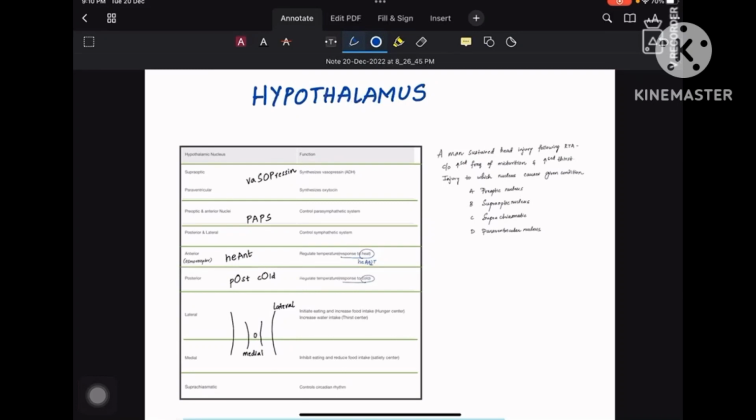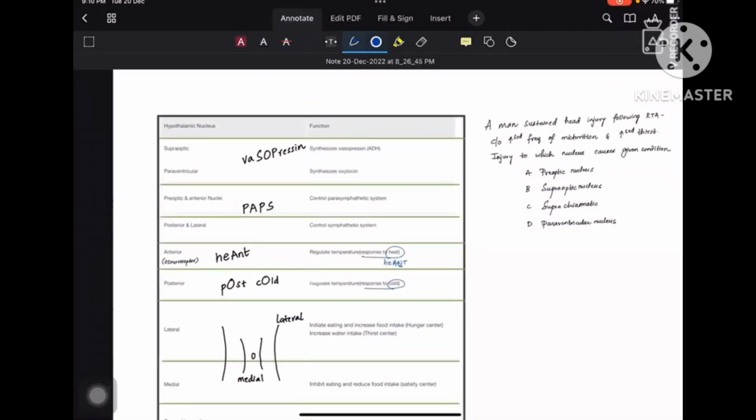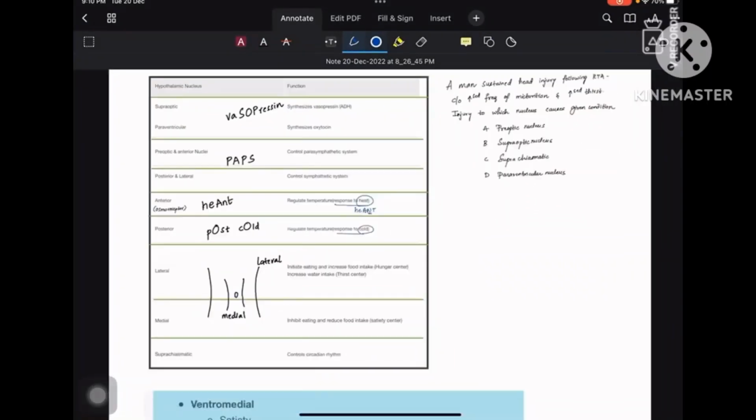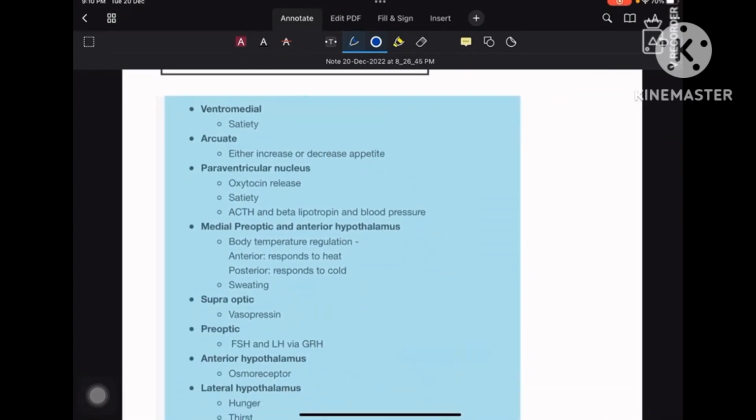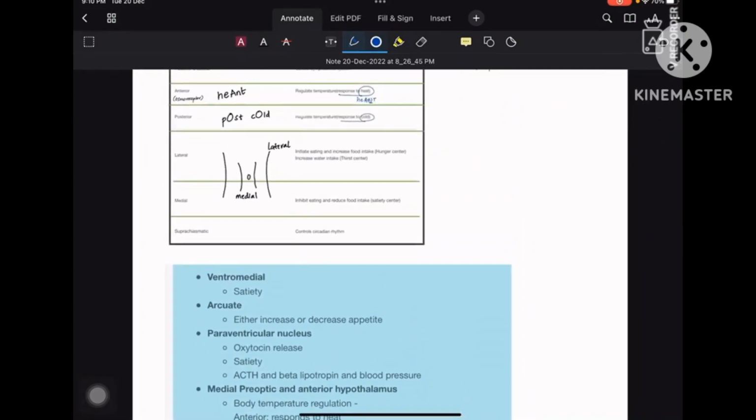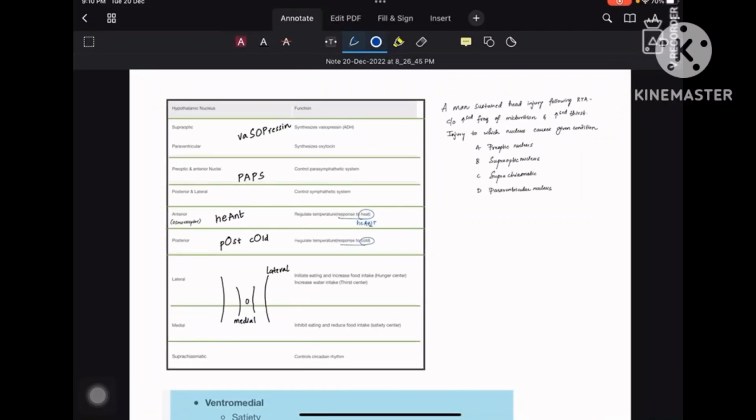Hey guys, in this short video, let us learn about the hypothalamic nuclei and their important functions. So here is a table which is compiling all the important nuclei that you need to know for the exam. And the second table is more or less the same. Firstly, let us learn about the first table which has all the mnemonics written over there.